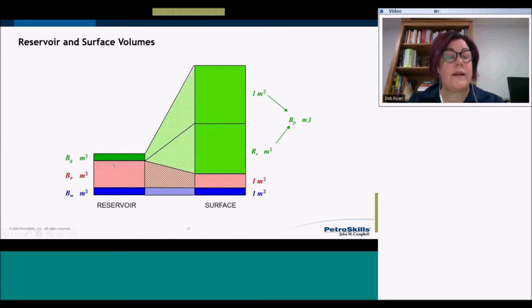The other aspect of this is that we need to be able to go and talk to our facilities engineers in terms of the amount of gas processing we need, the amount of oil processing we need, and the amount of water processing we need, and the volumes that we're going to require over time to process how these fluids are going to change with time as we deplete our reservoirs.